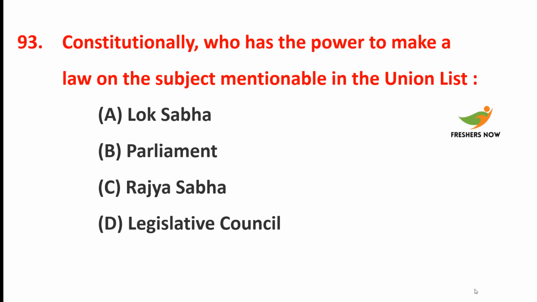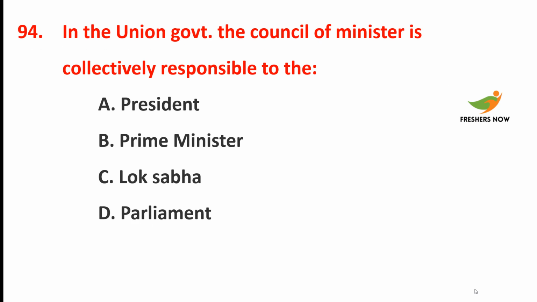93rd question. Constitutionally, who has the power to make a law on the subjects mentioned in the Union list? And the answer is B, Parliament. 94th question. In the Union government, the Council of Ministers is collectively responsible to the? And the answer is C, Lok Sabha.